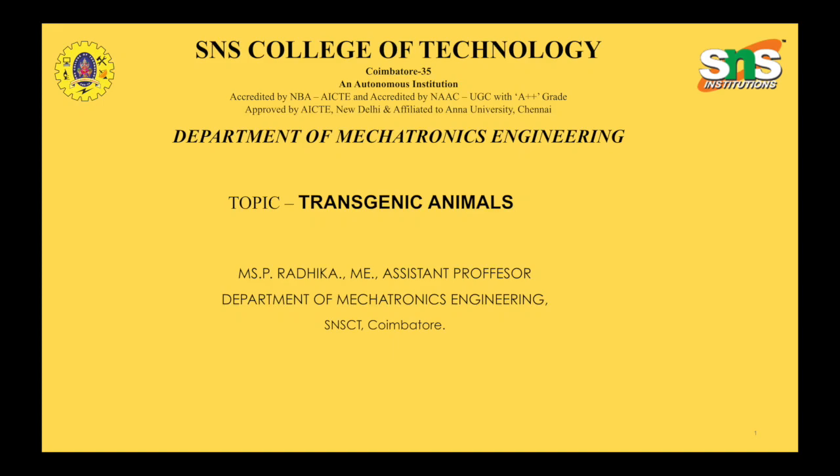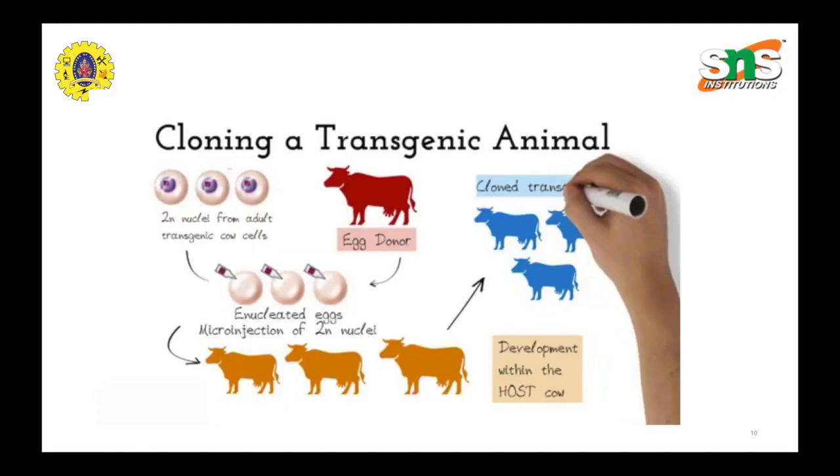Hello all, in this video we will learn about the transgenic animals. Transgenic animals are the animals with the modified genome. A foreign gene would always be inserted into the genome of the animal to alter its DNA. This method is done to improve the genetic traits of the targeted animal.